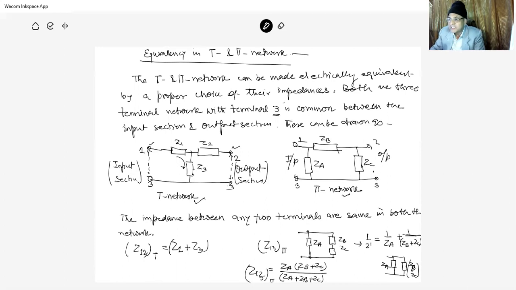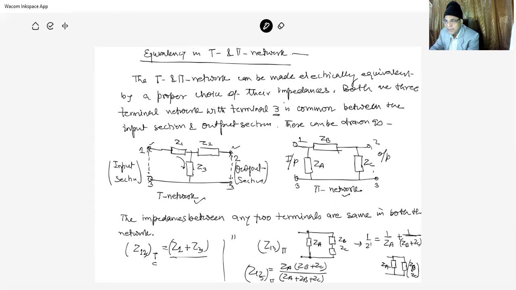The impedance between any two terminals is the same in both networks, so you can say Z12 or Z13. So Z13 in the T network is equal to Z1 plus Z3. Because this point is open, we cannot consider Z2, so Z2 is not considered in this case. This is the T network part.